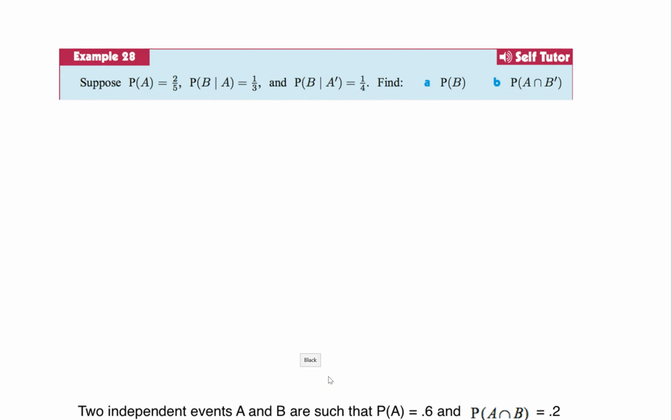So look at this one. Probability of A equals 2/5. Probability of B given A equals 1/3. And probability of B given not A equals 1/4. Find probability of B and probability of A intersection B.